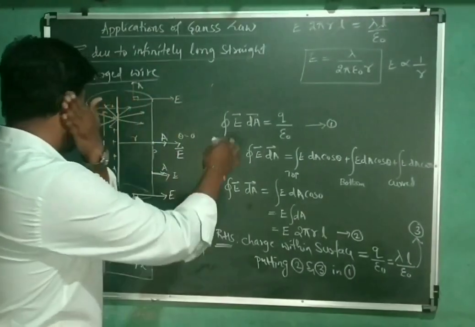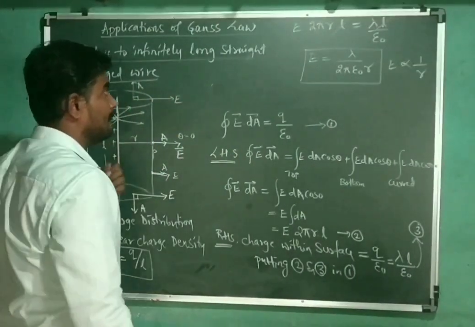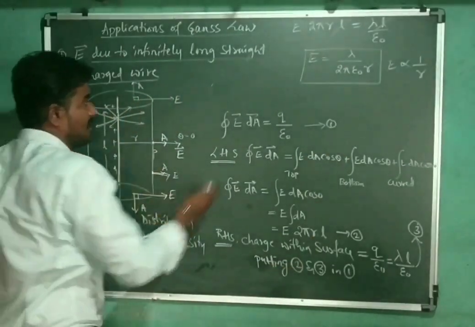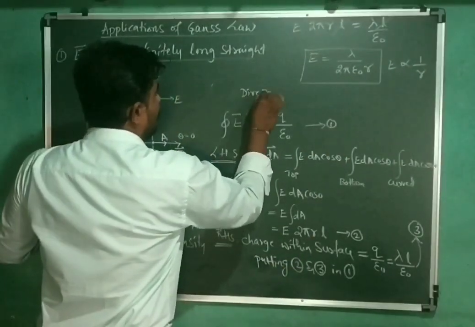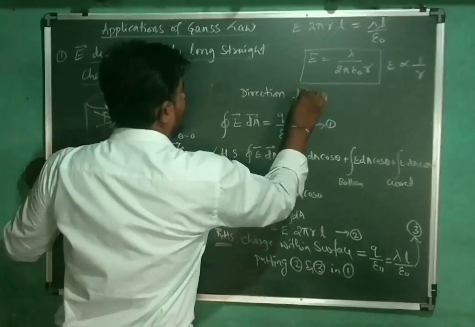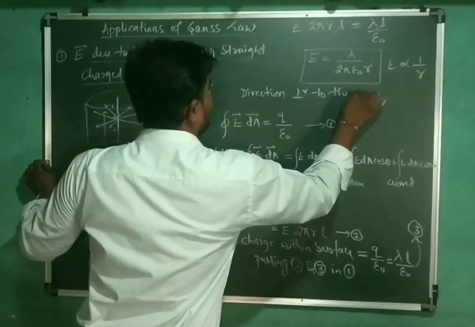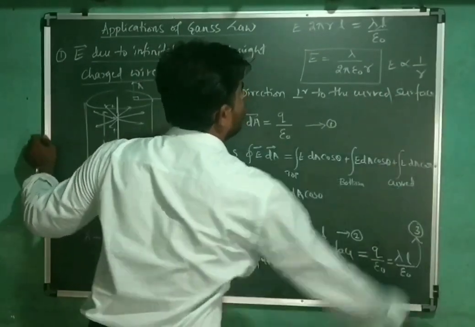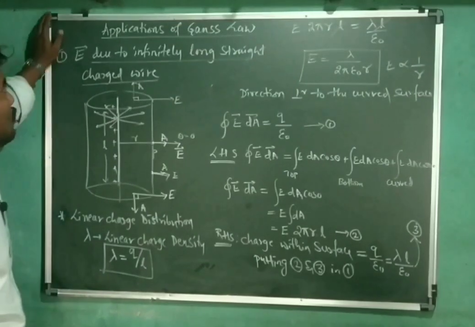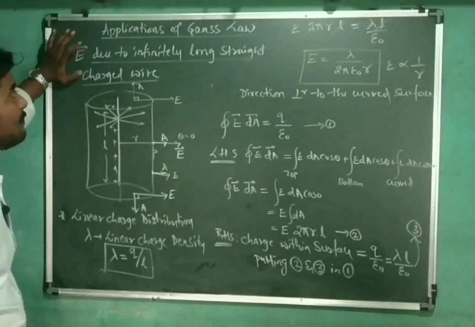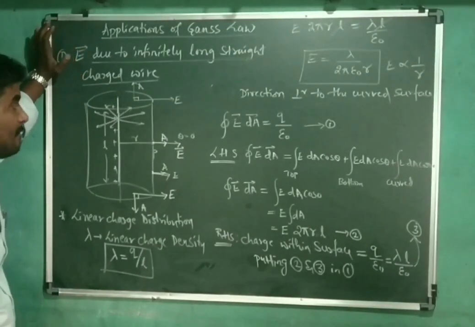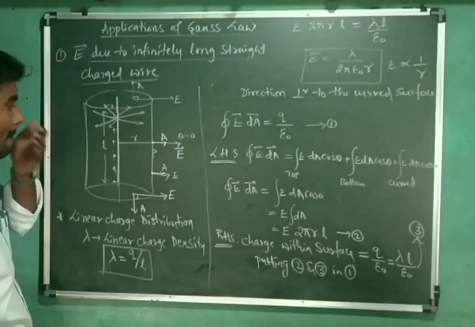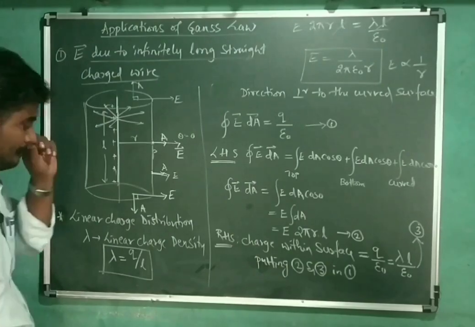It means as distance increases, electric field goes on decreasing. Okay, and the direction of electric field is perpendicular to the curved surface. Direction perpendicular to the curved surface. Okay, so this is all about electric field due to infinitely long straight charged wire. You can note down.